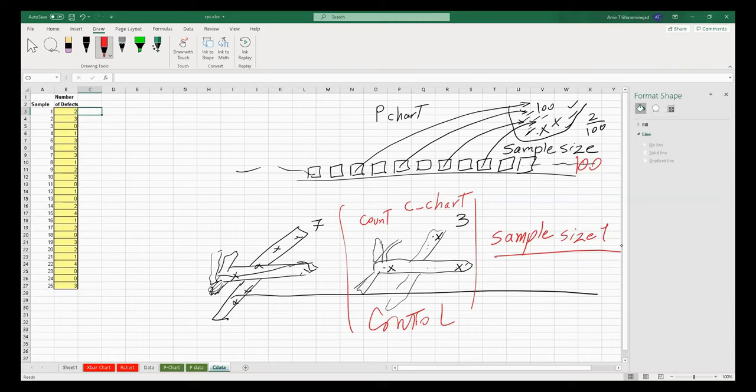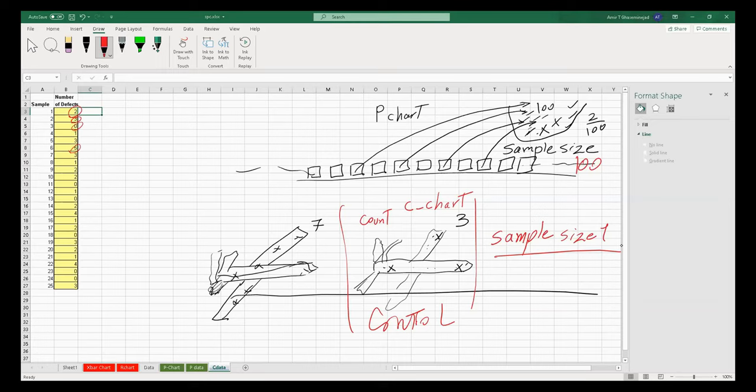Then we look at, is there 3 faults, 7 faults? Like, look at this example here. The number of defects in the first product was 2, next one was 3, next one was 0, one of them is 5. So every product that goes out, they check it. Every single product that goes out, they check it.